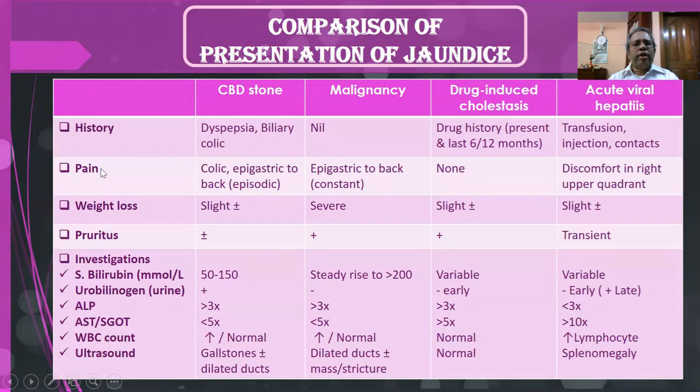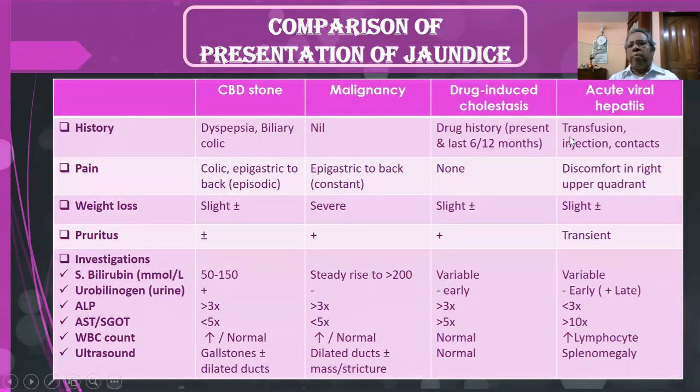So take the history. If the patient has dyspepsia, a biliary colic, most likely the patient may have a CBD stone. If both are not present, there is nil, because the malignancy is slowly growing. There may not be symptoms initially, only the jaundice. For that reason, the symptoms are not there at the time. But in case of drug-induced, the patient has taken some drug which is hepatotoxic; taking the history, you can evaluate that the patient may have some drug-induced cholestasis.